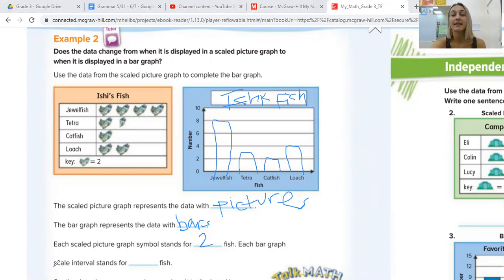Each bar graph scale interval stands for... So our scaled interval is what we have here, the numbers on the lines. It's also standing for 2 fish. If we counted by ones, it would be standing for 1 fish, but we counted by 2s. So there we go. Get all that information, then I'm gonna scroll.